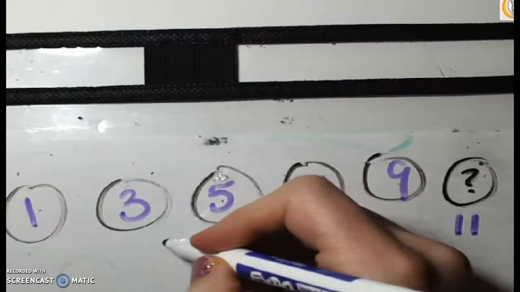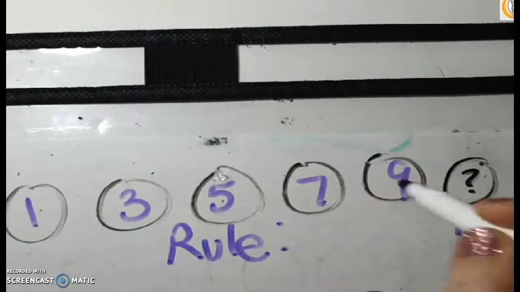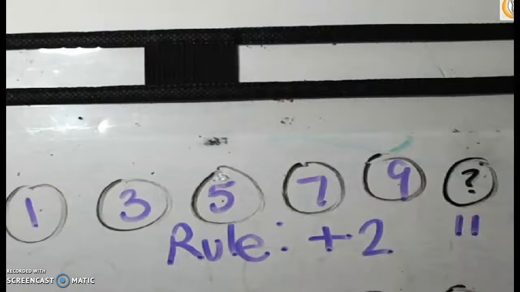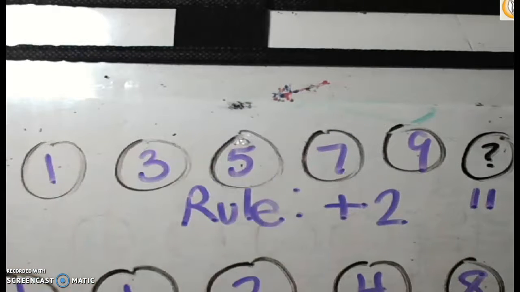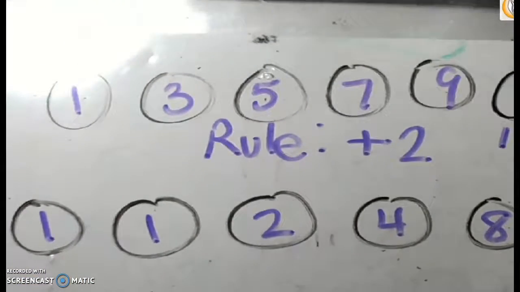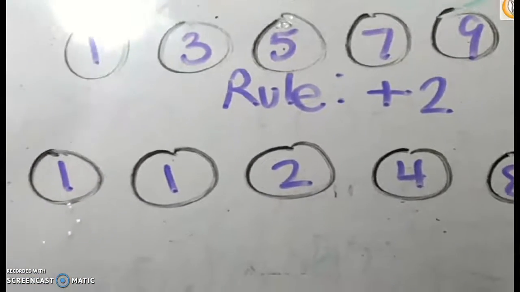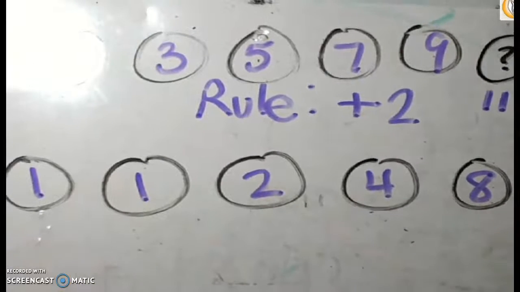So if we were to write the pattern in a rule, we would say that each time we were adding 2. And that would be the rule for our very first pattern. Sometimes you're going to be given number patterns that aren't going to be as obvious. And when number patterns are not as obvious, you're going to need some strategies. So we're going to think about today how we can figure out what is the rule for this second pattern.